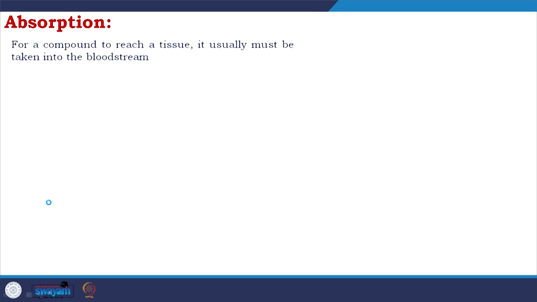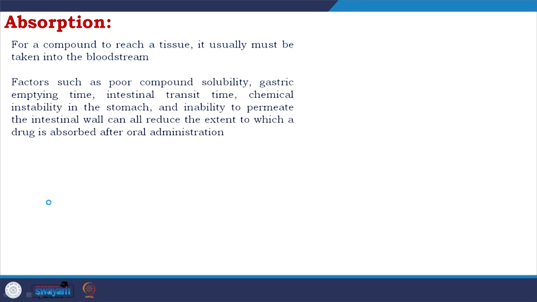So, coming to absorption, for a compound to reach a tissue, it usually must be taken into the bloodstream. Factors such as poor compound solubility, gastric emptying time, intestinal transit time, chemical instability in the stomach, and inability to permeate the intestinal wall can all reduce the extent to which a drug is absorbed after oral administration. So, you put the drug by oral administration, how it goes to the liver, how it becomes bioavailable, depends on the solubility of the compound.